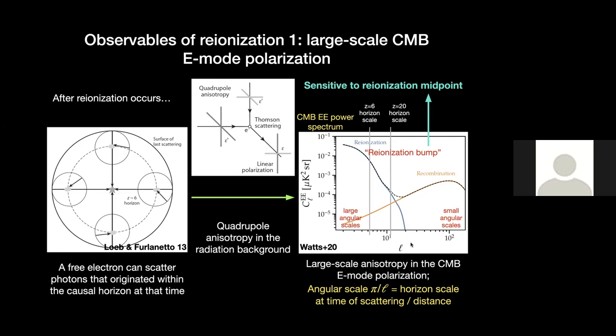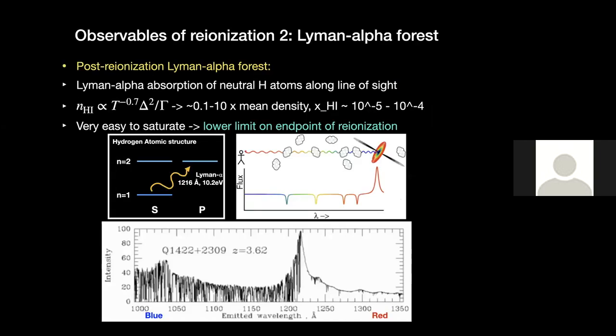So if you look at the CMB E-mode power spectrum shown on the right here, we would see this so-called reionization bump feature shown by the blue line. You can see that this reionization bump corresponds to pretty low l, so that corresponds to large angular scales. And the idea here is that the shape and height of the reionization bump is roughly sensitive to the midpoint of reionization. So from measuring the low-l CMB E-mode power spectrum, we can roughly constrain the midpoint of reionization.